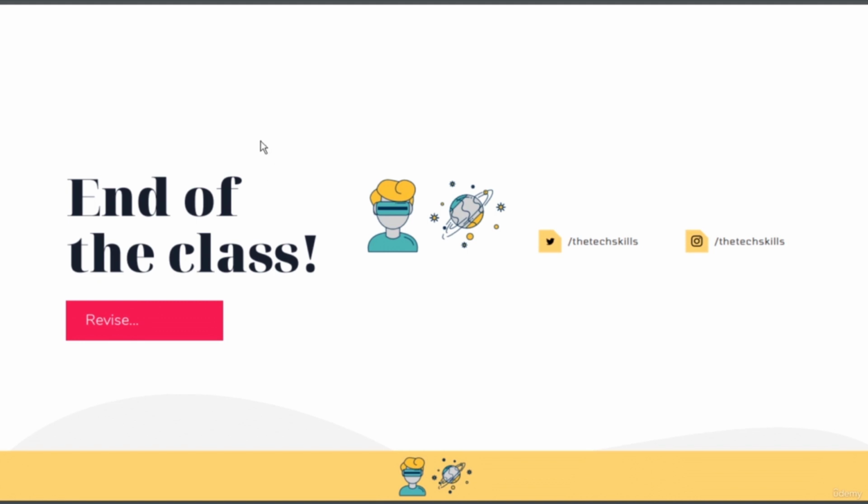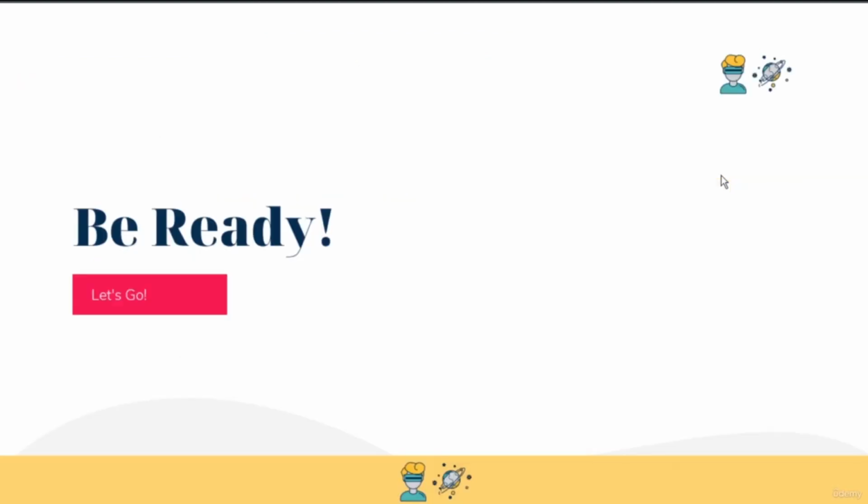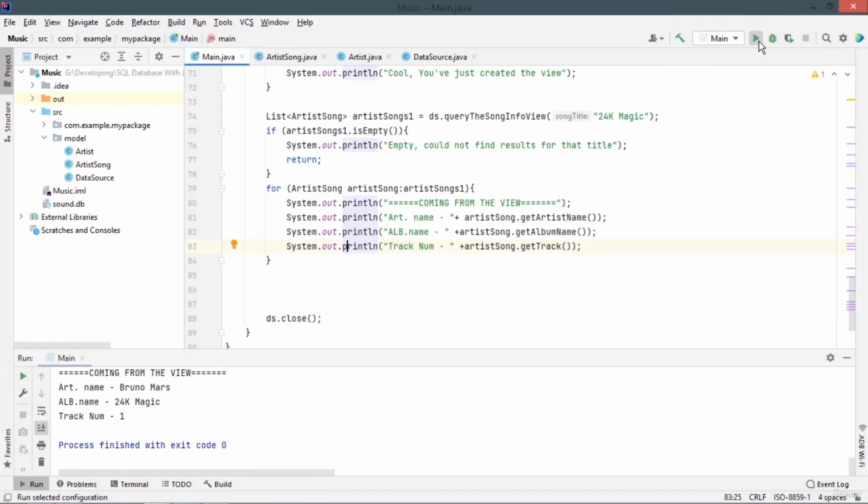Revise in case of need, and let's move to the next class. We are back to the SQL database with Java course. Today we're going to be dealing with SQL injection attacks and prepared statements to solve that. Be ready and move on with me. Let's run our program as we do usually before we make any change and everything is working fine.